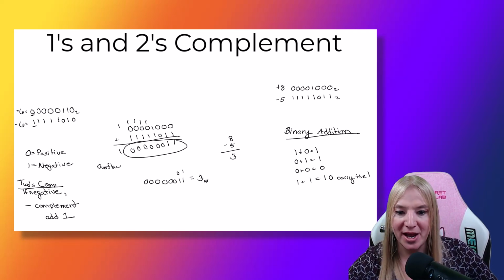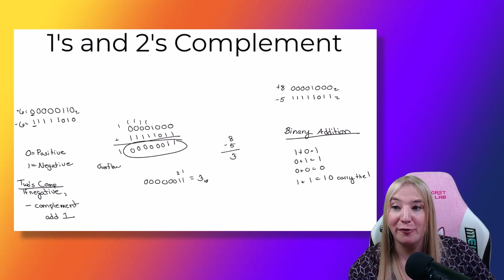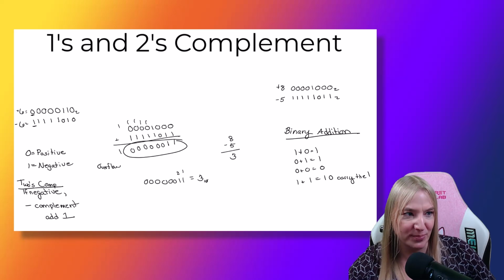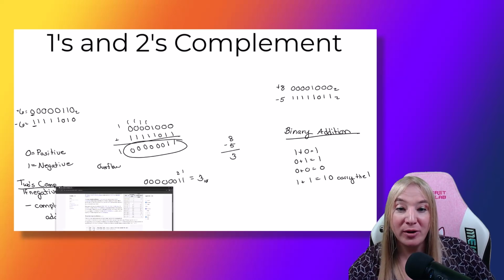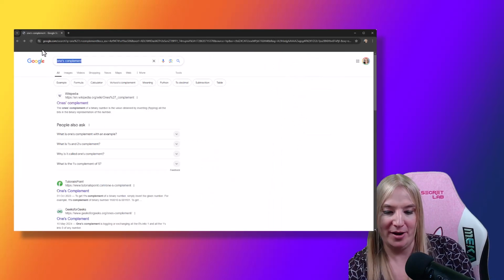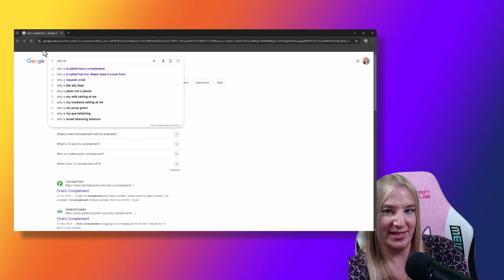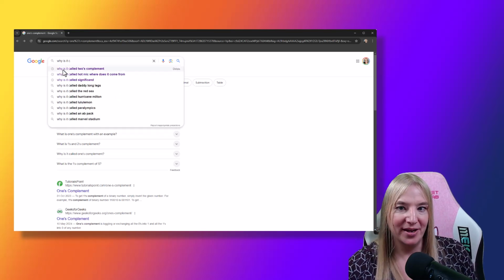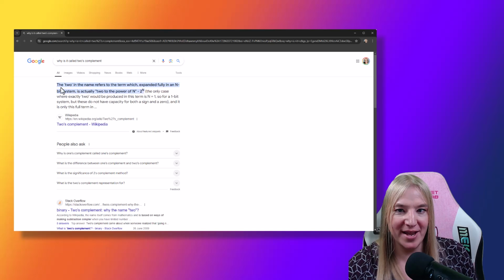So that's the basics of 2's complement. That's the basics of 1's and 2's complement. I know this is a bit of a longer tutorial tonight. There's one more thing I'll leave you with, and that is, where does the term 2's complement come from? If we do a little Googling here: why is it called 2's complement?